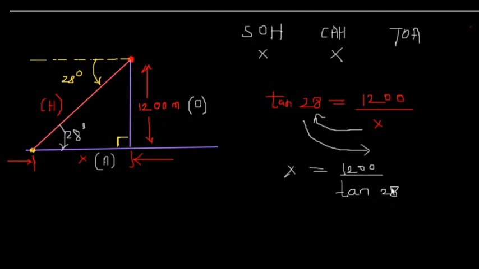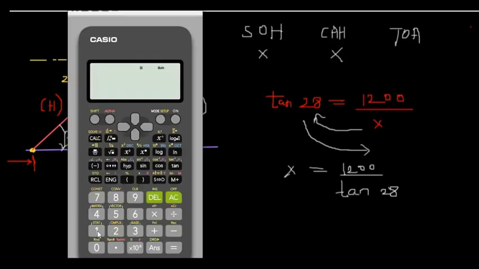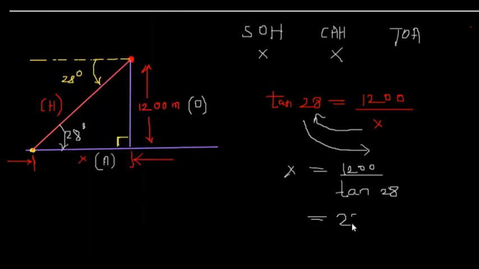So let us see how much we get through calculation. So we have 1200 divided by tan 28. So we have 2256.87 meters. So that is the distance between the building and the aeroplane. So this is how we make use of the trigonometric ratios SOHCAHTOA in solving the angle of elevation or angle of depression questions.